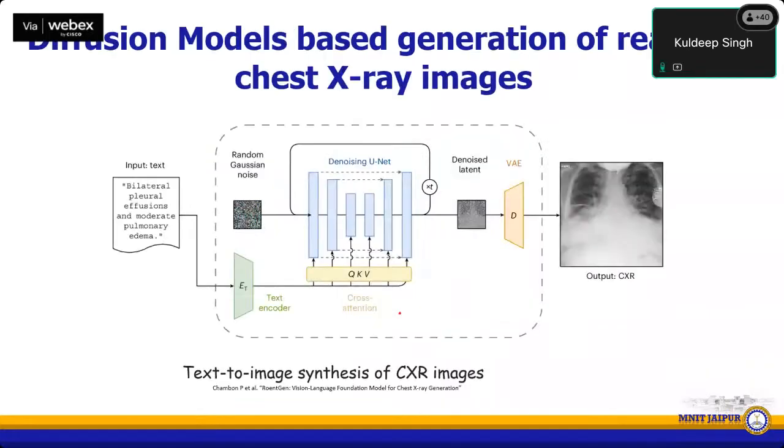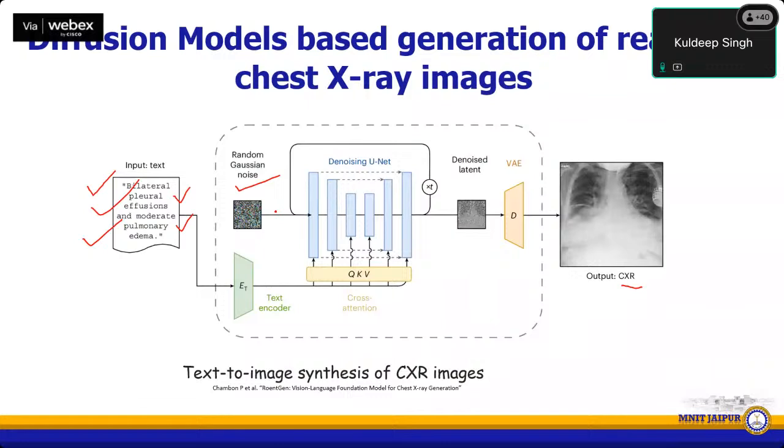This is a typical example of a diffusion model being used for generation of realistic chest x-ray images with a given text prompt, like a particular abnormality given as text prompt input. This model has to generate a chest x-ray image with these kinds of abnormalities or features. So to start with, this text prompt is given to the text encoder, and this random Gaussian noise is being given.